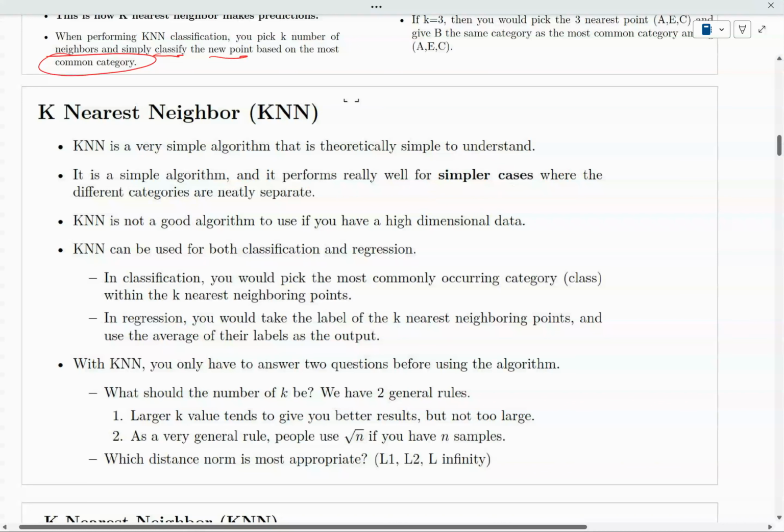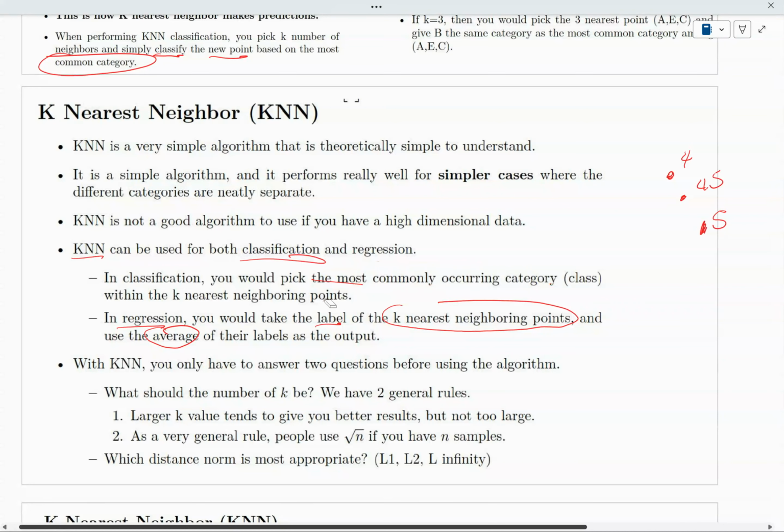K-nearest neighbor is not a good algorithm if we have high dimensional data. Now, K-nearest neighbor could be used for classification and regression. So we've looked at classification. In classification, you pick the most commonly occurring category, right? But in regression, you take the labels of the k nearest neighbors and then you average the labels together. So if this point gives you a 4, this point gives you a 5, and you have a point in between, you will say 4.5, like that. So you can use k nearest neighbor also for regression.